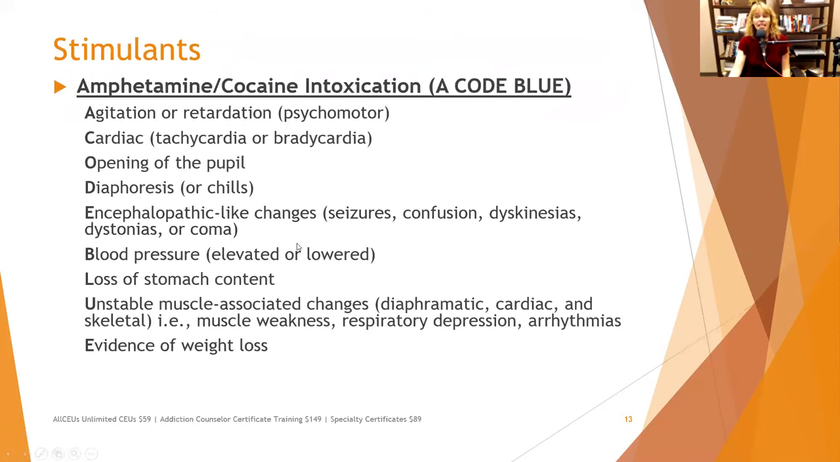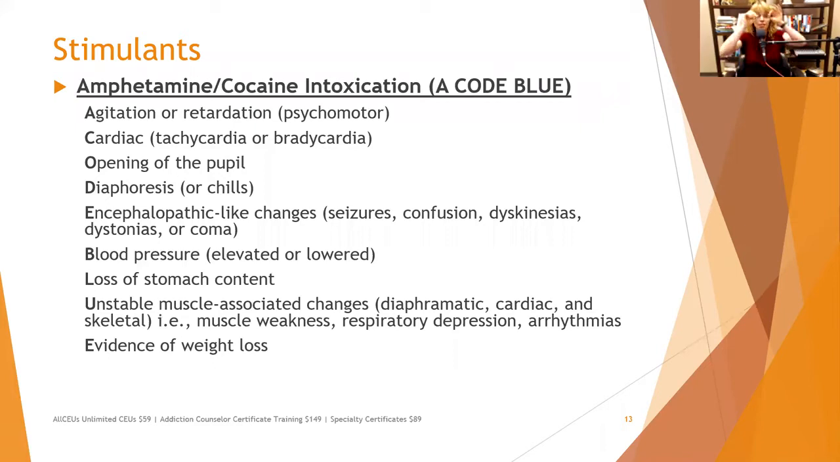Amphetamine, cocaine intoxication. The mnemonic is A CODE BLUE. So the person is agitated or slowed down. When we say agitation or psychomotor retardation, that means they're either really jittery and kind of all over the place, or they're really sloth-like and slow. Cardiac, you can have tachycardia, which is the heart rate beating too fast, or sometimes bradycardia, which is the heart rate beating too slow. So you want to look for that abnormal heart rate.